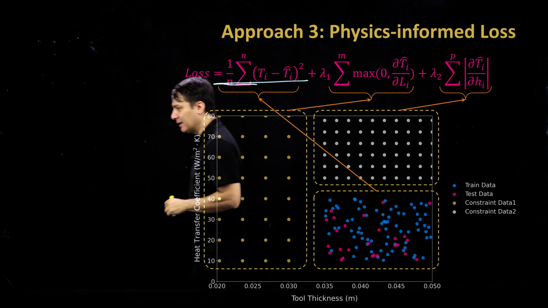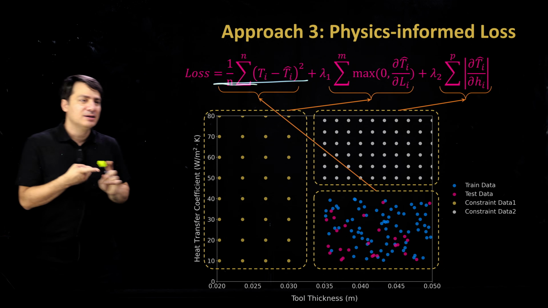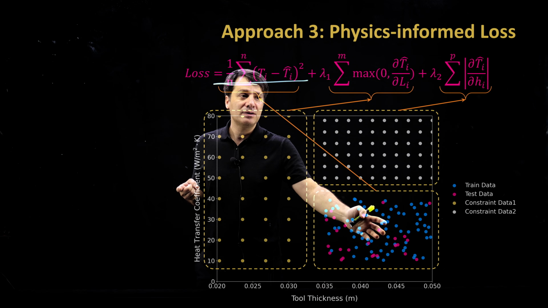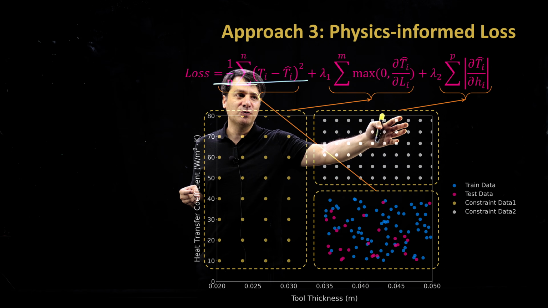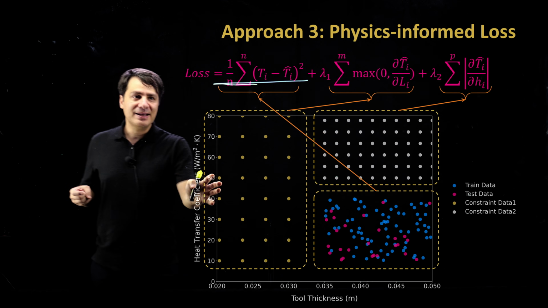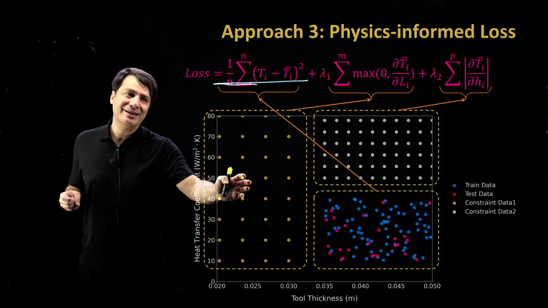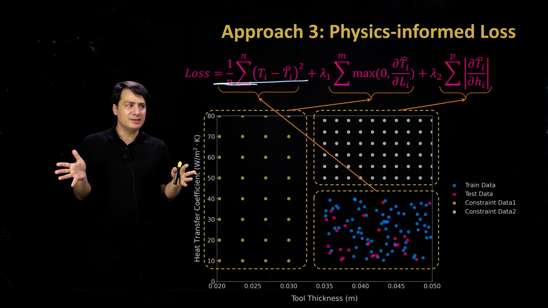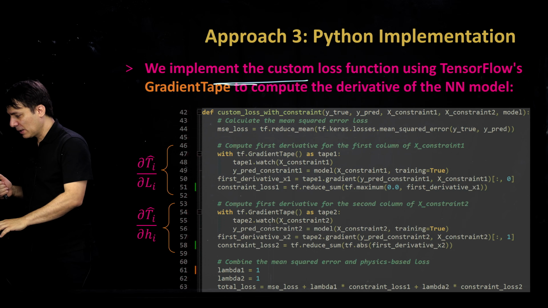So in every iteration, we're trying to minimize three things. Fitting in that corner, zero derivative with respect to one of the parameters in that corner, negative derivative with respect to other parameters in another corner. And we're going to see how good it gets outside of the training zone.